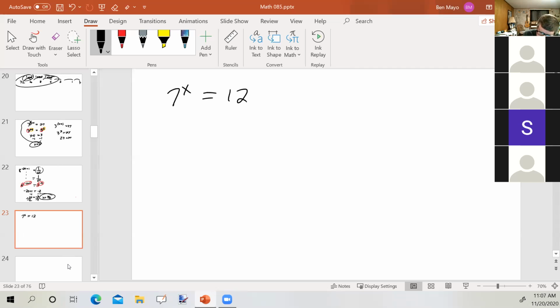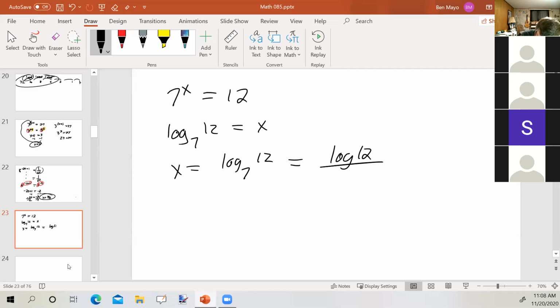If I rewrote this as a logarithmic equation, I would have log base 7 of 12 equals x, right? That goes back a couple sections. I'm going to just turn that around and write it as x equals log base 7 of 12, because now I'm going to use this change of base formula that we looked at a little bit ago, and I'll write this as log base 10 of 12 over log base 10 of 7, and go to the calculator.